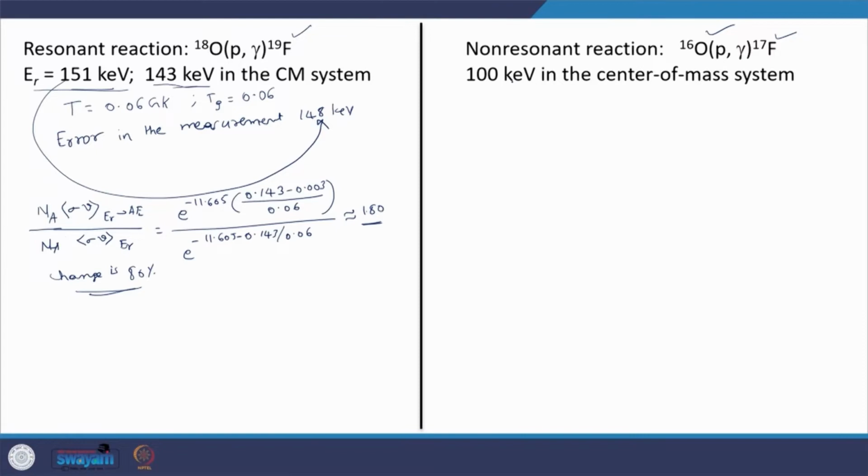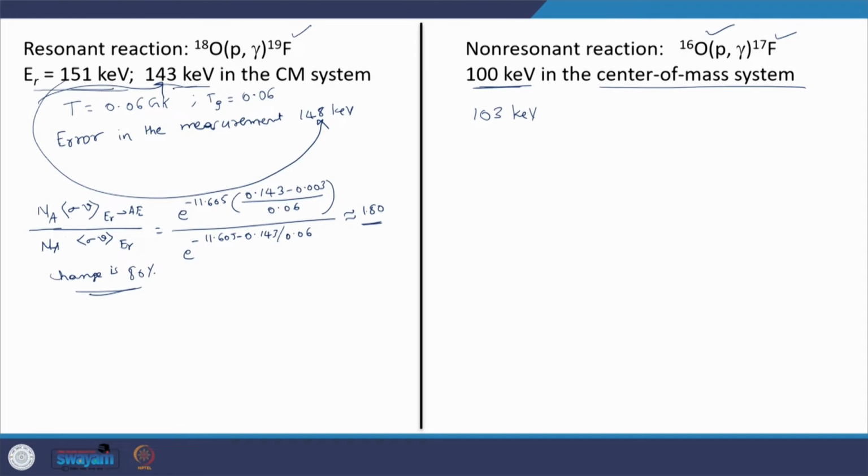Now, what if the non-resonant reaction proton on oxygen is considered? Here the compound nucleus is F17 and the projectile energy, if I take in center of mass system, is 100 keV. Then instead of 100 keV, if I perform at 103 keV, what will happen, right? Earlier, instead of 143, it is performed at 148. Okay, sorry. So, earlier I said it is 151 keV.